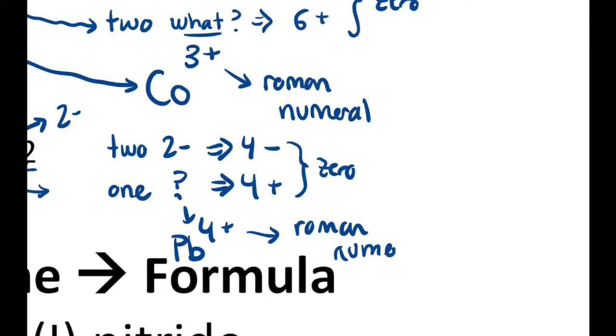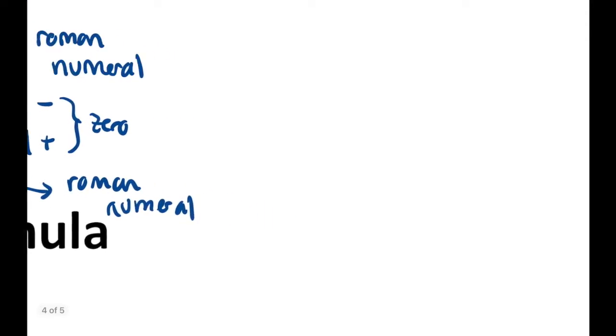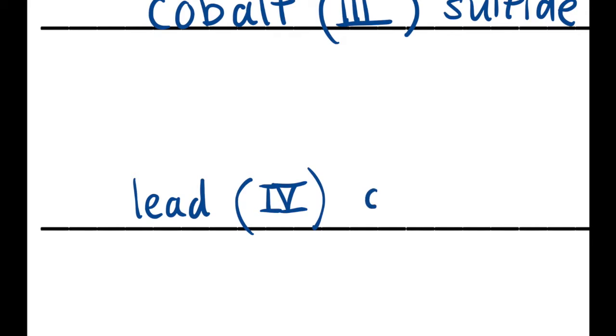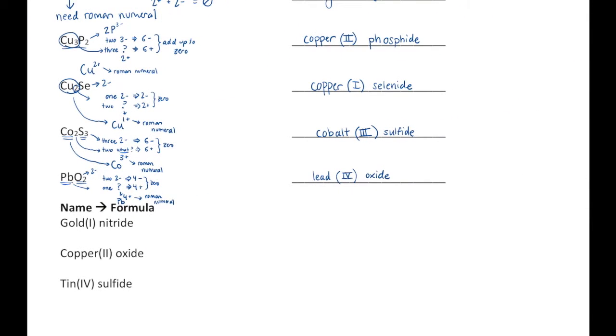lead 4 oxide is what we're looking for. Don't forget how to write the Roman numeral for 4. It's that thing where you put the I before the V because it's like 5 minus 1 is 4. So lead 4 oxide is the name.